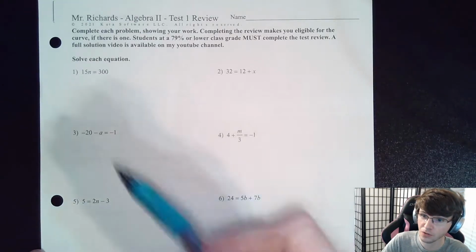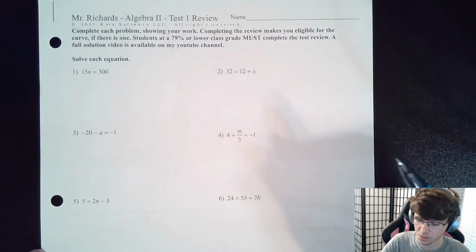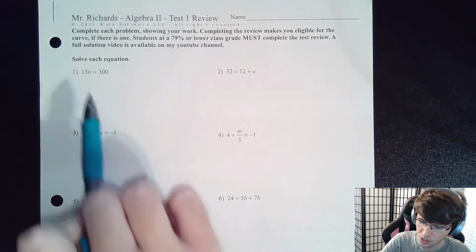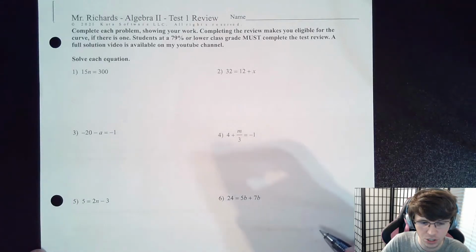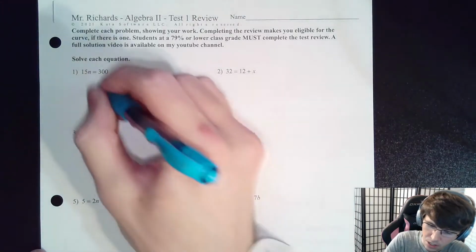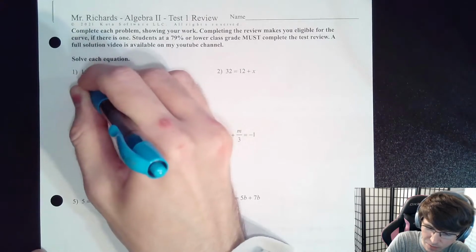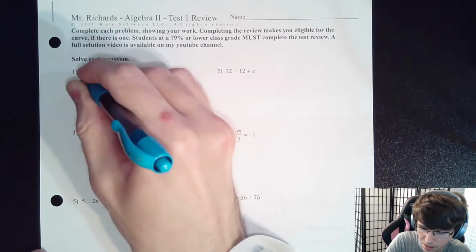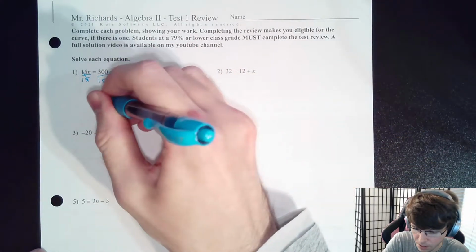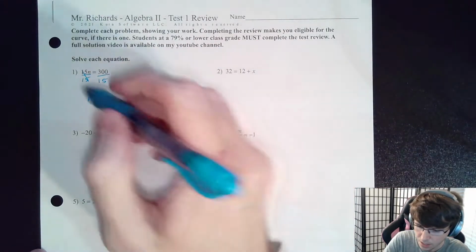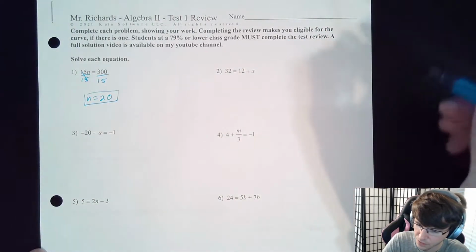All right, so the first couple of them are supposed to be basic little equation solving. For instance, this one, we have 15 multiplied by n. To solve equations, we want to do inverse operations. So we're going to go ahead and divide both sides by 15. Boom. And if we use a calculator for this one, hopefully we'll end up getting 20. And if you want to box your answer, feel free.